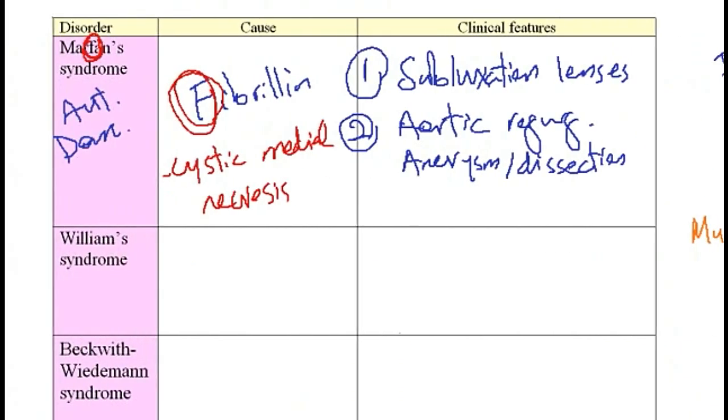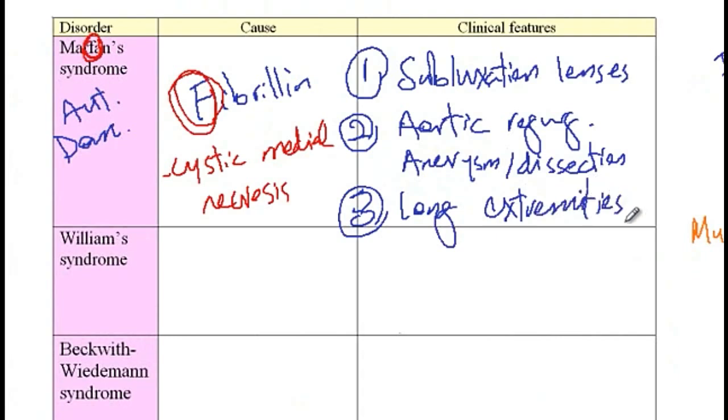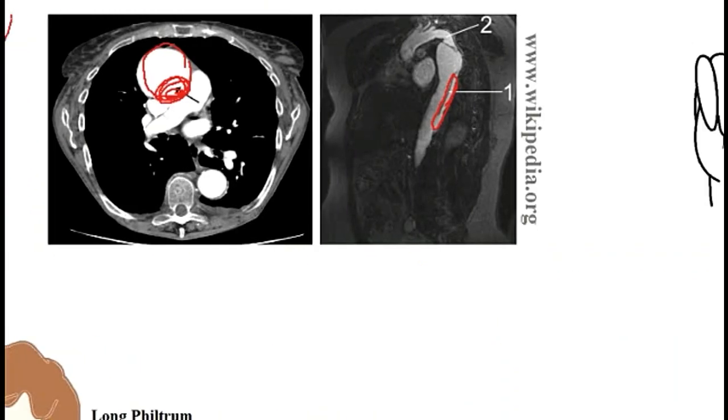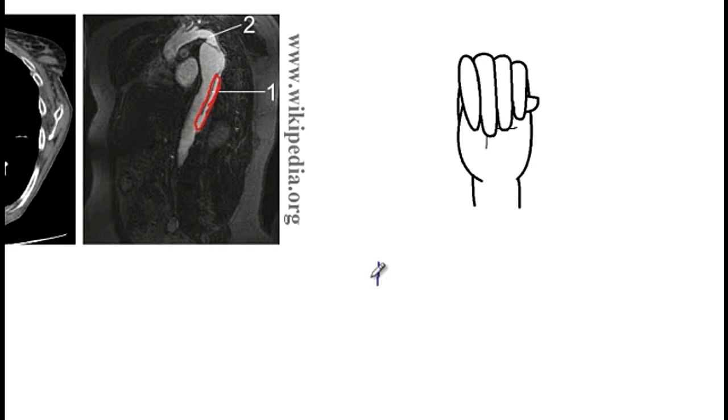Now, the other condition that is associated with these patients is long extremities. And this is due to increased bioavailability of transforming growth factors. And thus, patients with Marfan syndrome present with thumb sign, where when they close the fingers over the thumb, still part of the thumb will be sticking out.